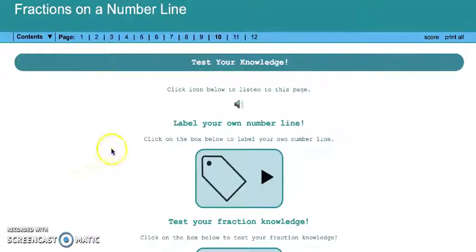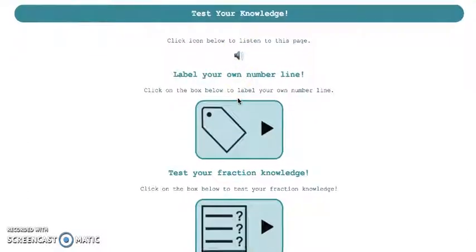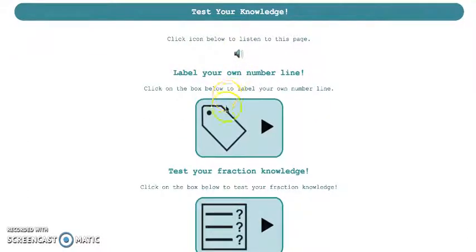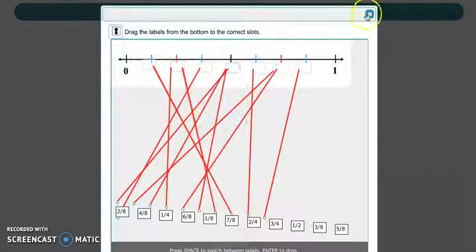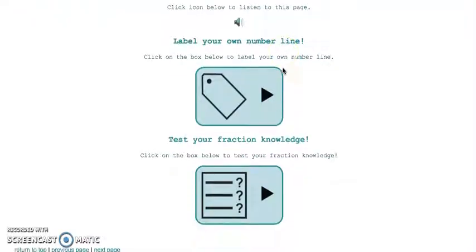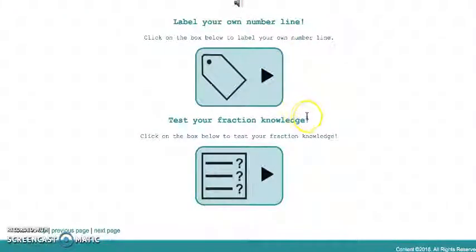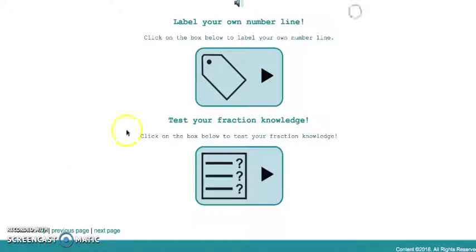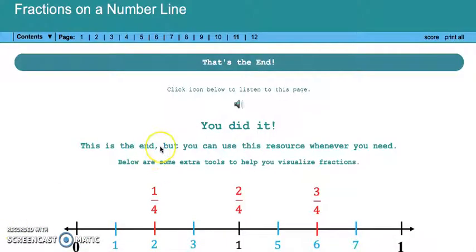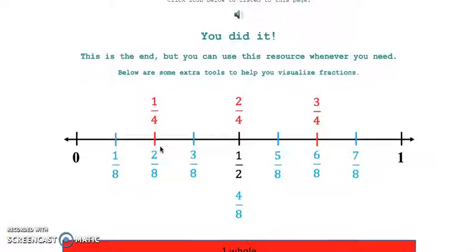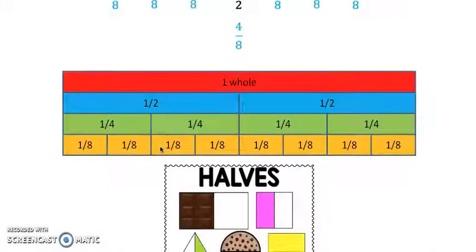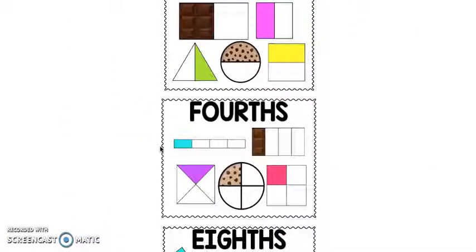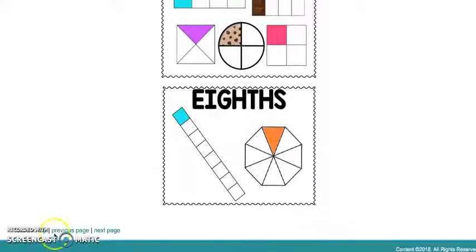The next page is the more formal assessment. First, the students have to drag and drop the fractions to the number line. Next, the students have 10 questions to answer based on the information throughout this entire product. The next page congratulates the students for completing the product and provides them with more visuals on fractions to reinforce the information from this product.